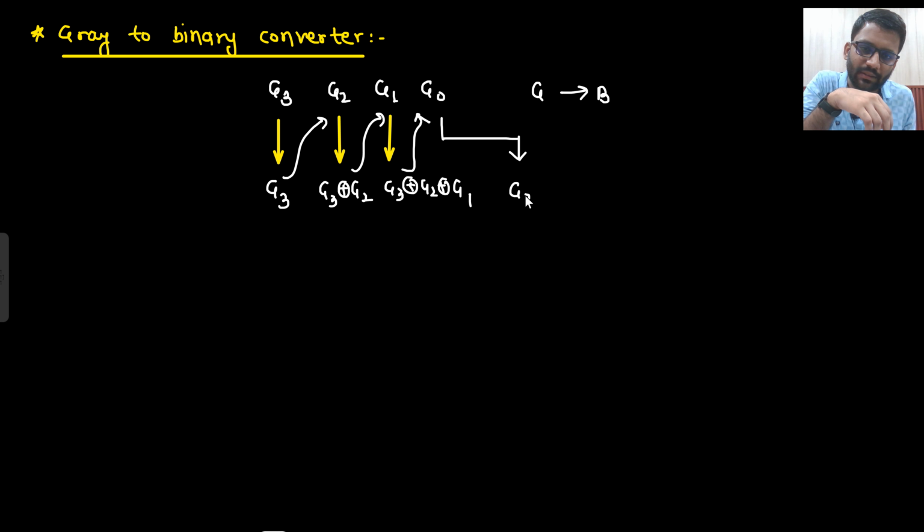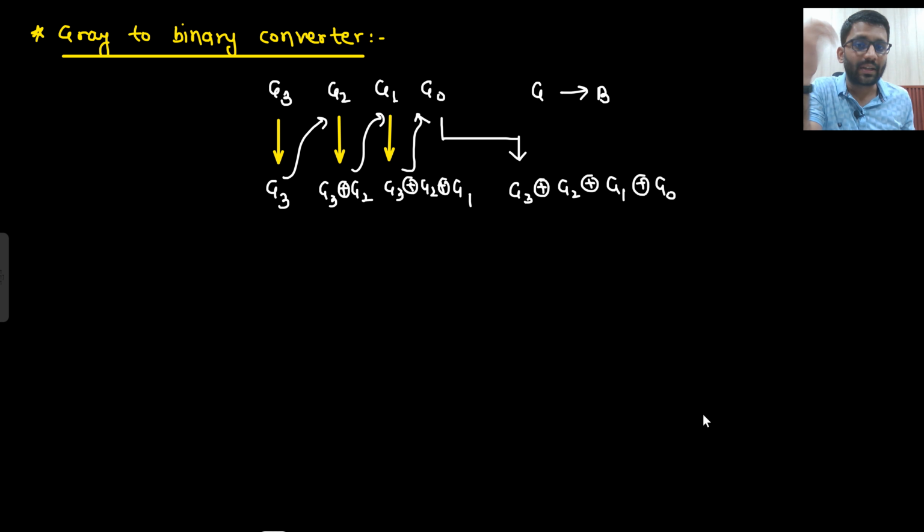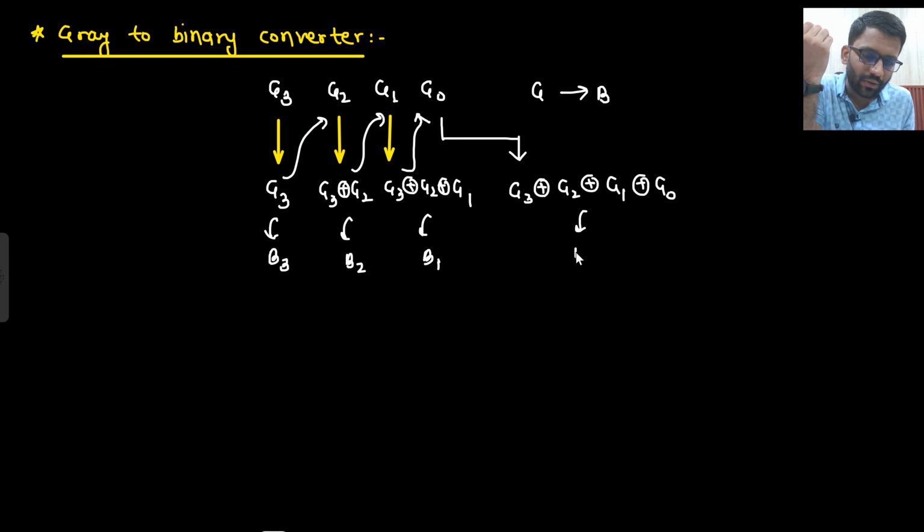Next what will happen is that G3 XOR G2 XOR G1 XOR G0. I could have done it with the truth table as well, but I am not doing it because I already know the answer. I remember the answer. So simply this will be your B3, this will be your B2, this will be your B1, and this will be your B0.